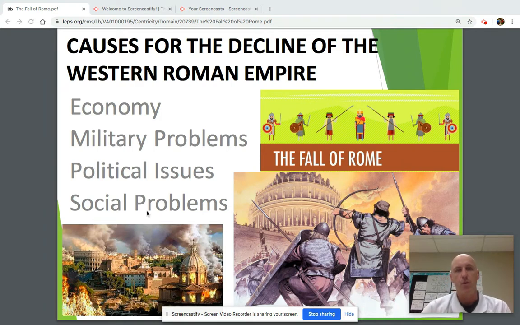All right. So there's four main things. You see them right here. That's going to be included in the decline of Rome. You have EMPS here. The economy is going to be bad. Military, there's going to be some problems there. There'll be some political issues. That's talking about the government and the leadership. And then just the people themselves will have some social problems. We'll get to each one of those now.